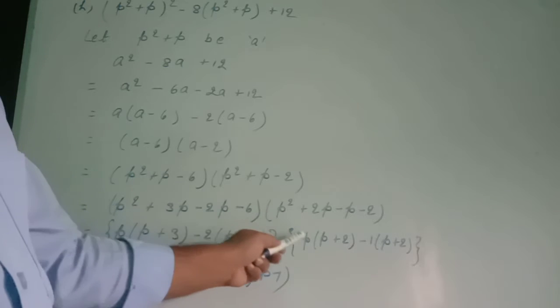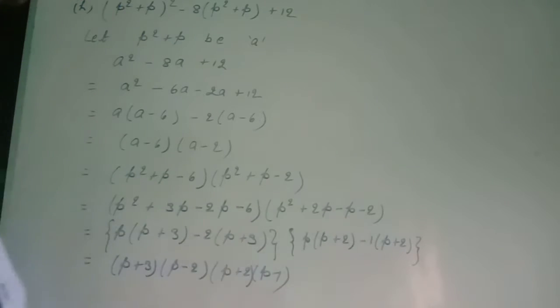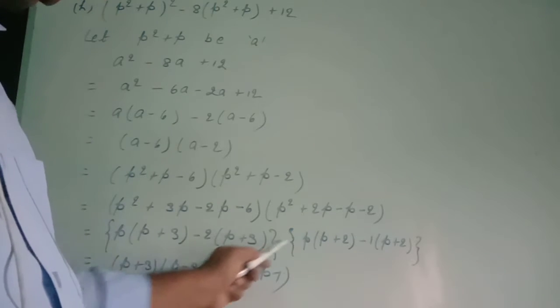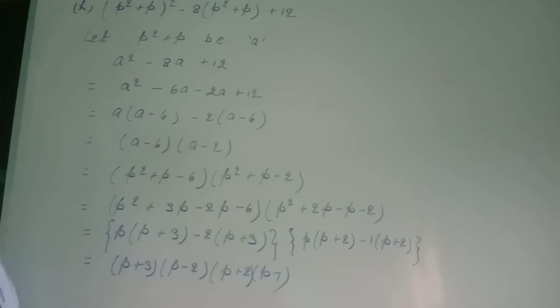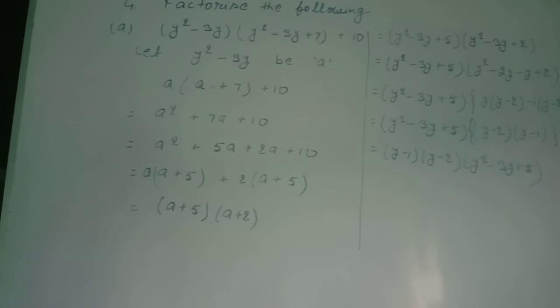Similarly, from these two terms I took common p. p plus 2 is left. Minus 1, p plus 2 is left. So here p plus 3 is common, I wrote here, p minus 2 came here, and here p plus 2 is common, I wrote here, and p minus 1 came here. This became the factors.